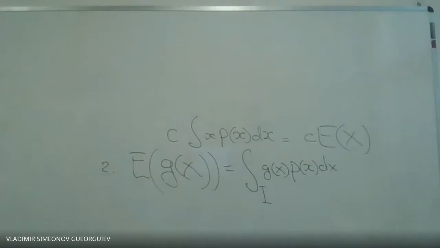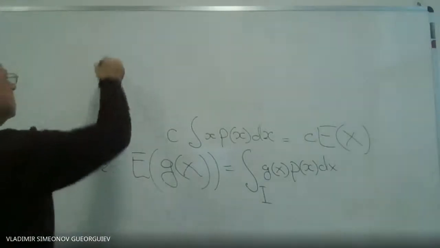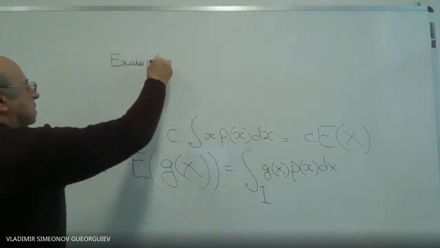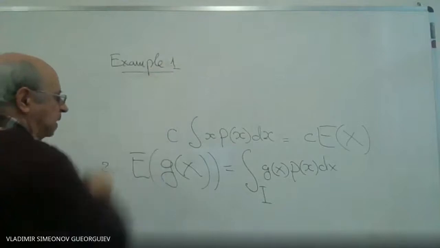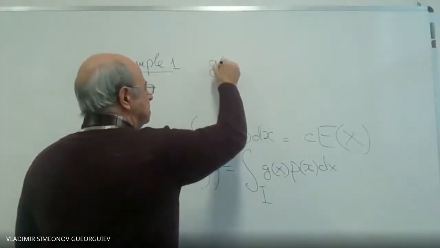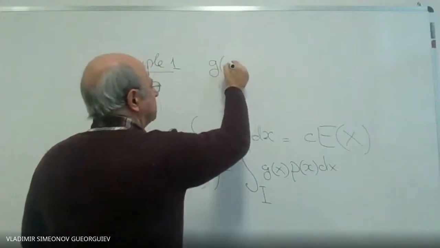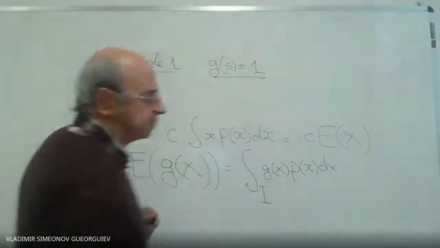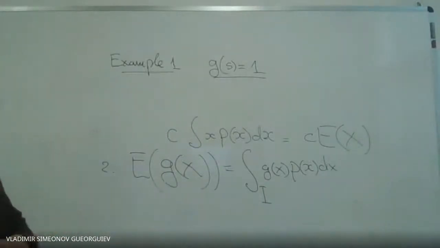Okay. First example. Let us take the following function: the function g for any variable s is exactly 1. This is a constant function. What do we have to do in order to find the expectation of this 1?